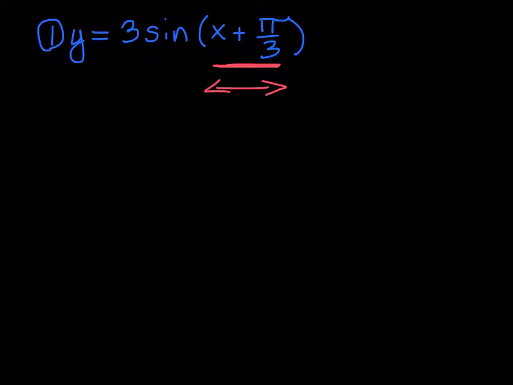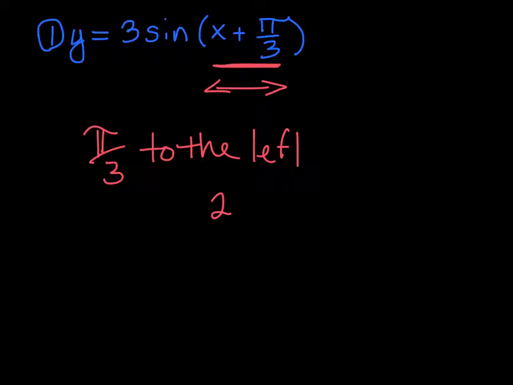And we go in the opposite direction of the sign, so that means that we would be shifting pi over 3. And it looks like we would go to the right because there's a plus, but we actually go in the opposite direction of the sign. So pi over 3 to the left, which is choice 2.